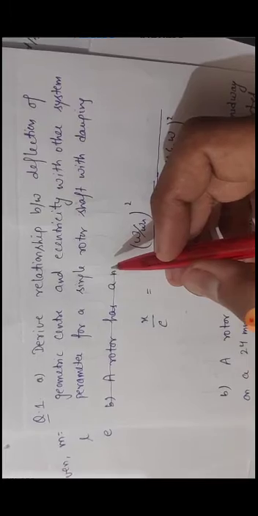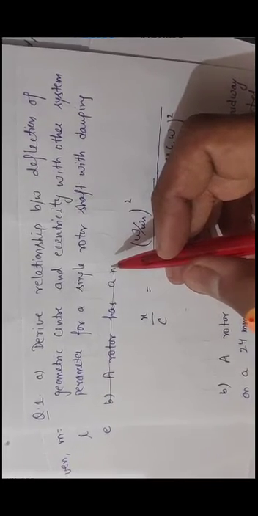Everyone, today we will discuss one numerical on the last topic we had discussed, that is critical speed of the shaft. This is one question asked on the critical speed of the shaft in RTO 2017 of 16 marks. In the first part he is asking to derive a relationship between deflection, geometric center and eccentricity, with other parameters, for a single rotor shaft with damping.